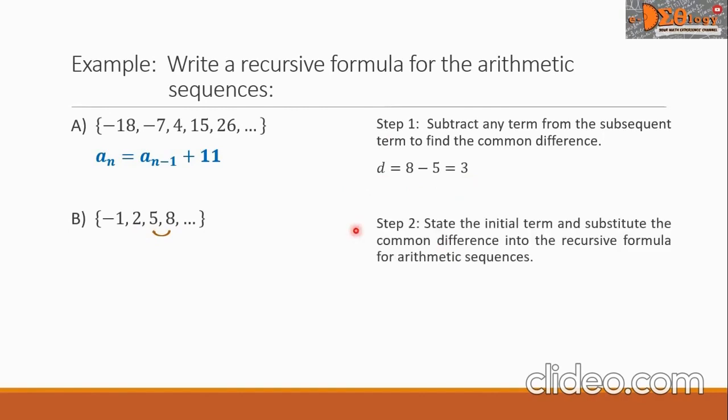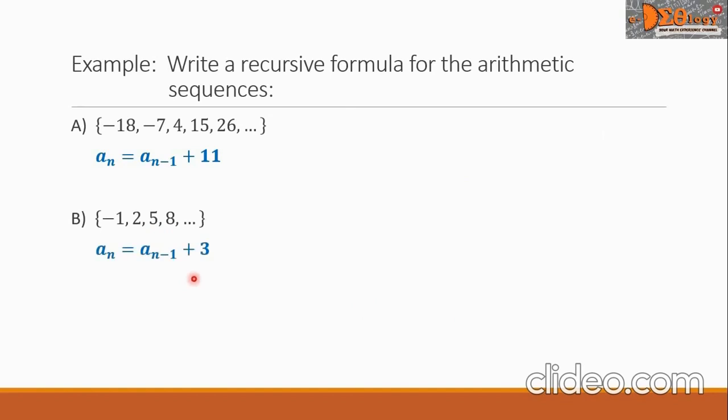Step 2 is we will write the recursive formula, and then we will just substitute the value for d. So here is the recursive formula, and for this d, we will just change this to number 3, which is the d that we solved from step 1. So this is now our answer. We will just copy this below problem B. So we are done with our problems A and B. These are our final answers.